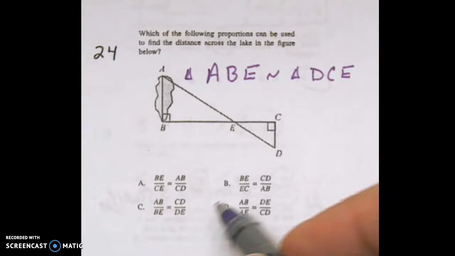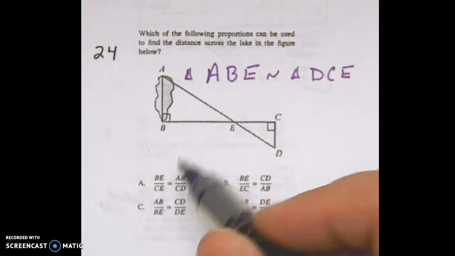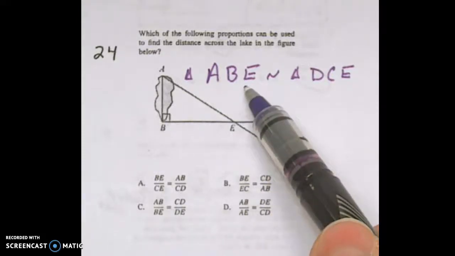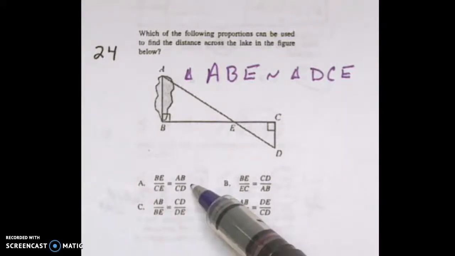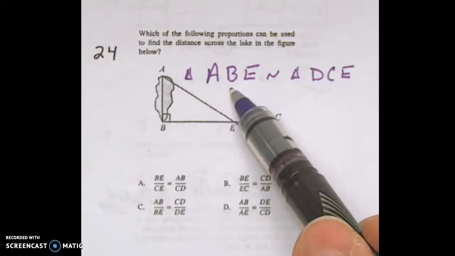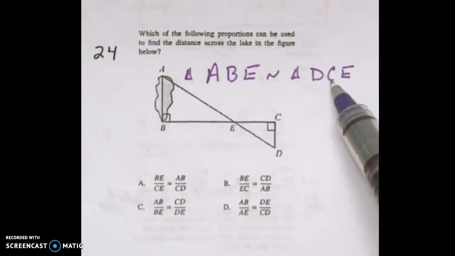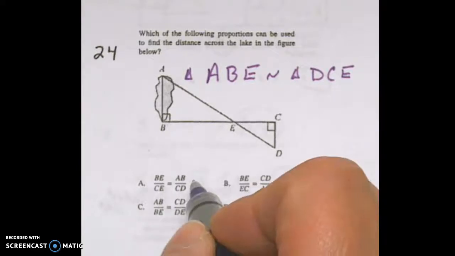If I look at my answer choices, notice that for answer choice A, I've got BE, the second and third letter, over CE, the second and third letter, equal to AB, the first and second letter, over CD or DC, which would be the first and second letters. Remember that I can name a segment in either order, CD or DC. So this one looks good.